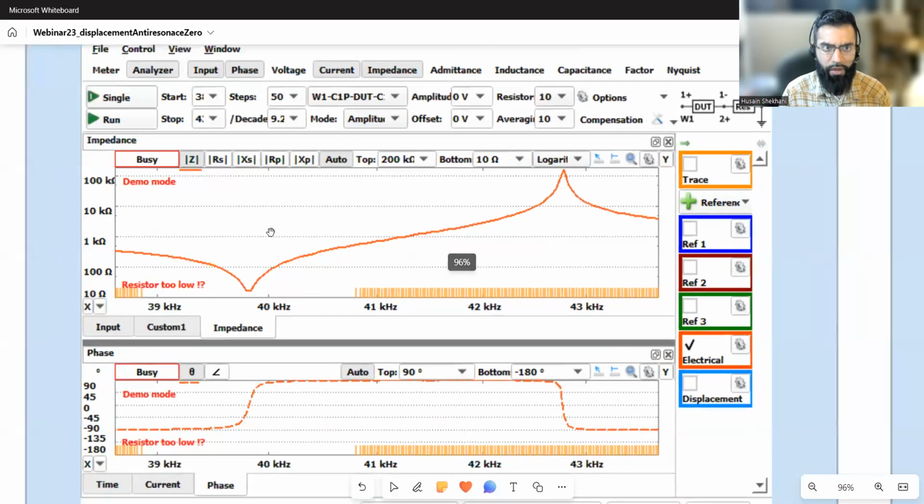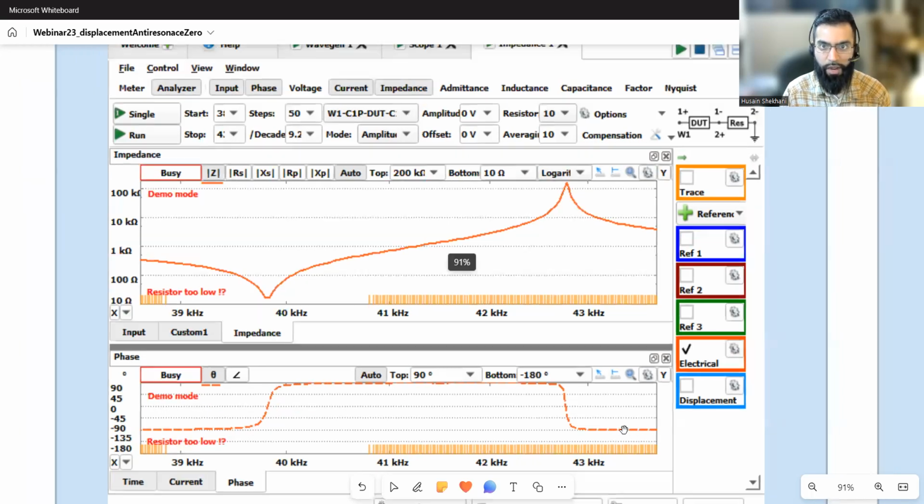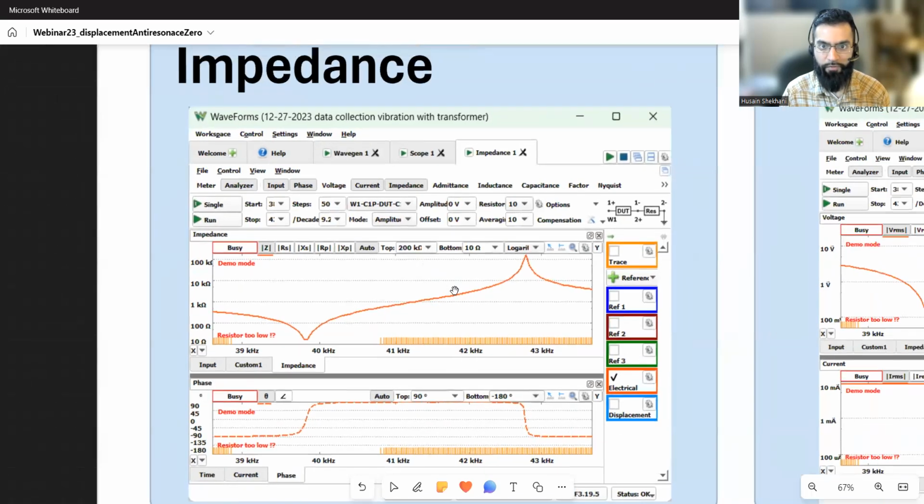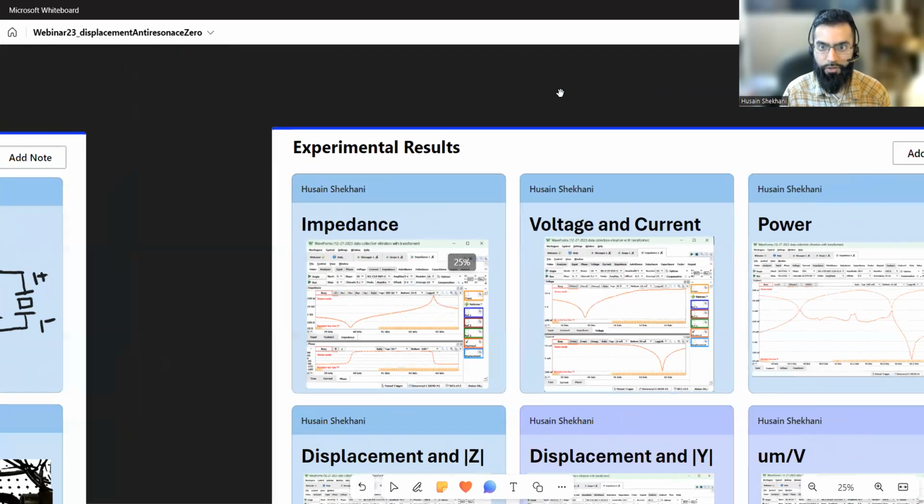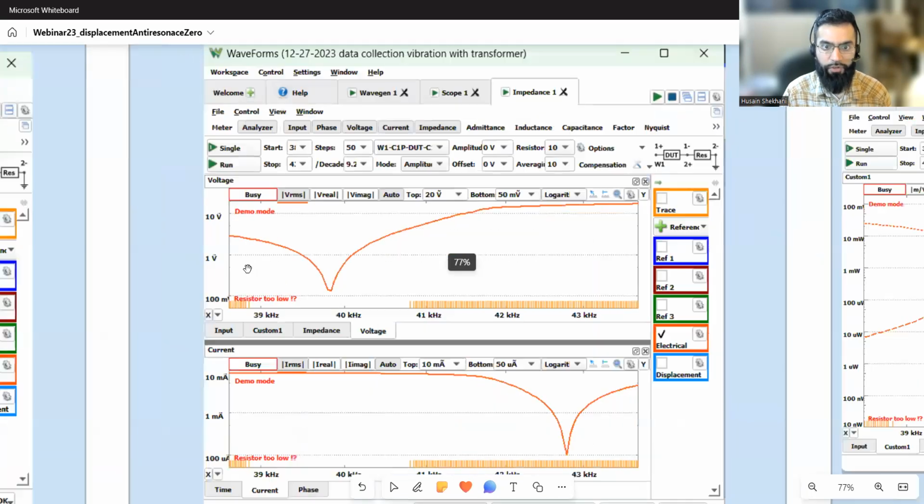So here we have impedance. We have the resonance here at about 39.7 kilohertz or so, and the anti-resonance is about 42.7 kilohertz. And here's the phase, just completely as we expect, -90 to 90 degrees. All right, so this is like your normal resonator. And here's voltage and current.